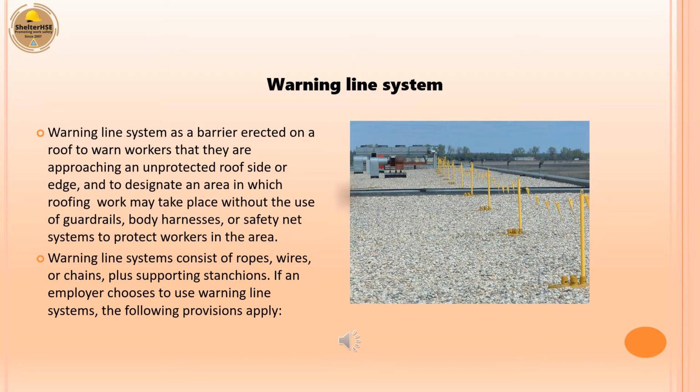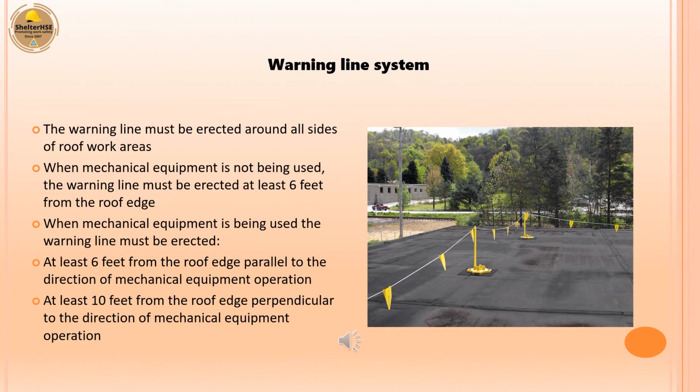The warning line must be erected around all sides of roof work areas. When mechanical equipment is not being used, the warning line must be erected at least 6 feet from the roof edge. When mechanical equipment is being used, the warning line must be erected at least 6 feet from the roof edge parallel to the direction of mechanical equipment operation, and at least 10 feet from the roof edge perpendicular to the direction of mechanical equipment operation.